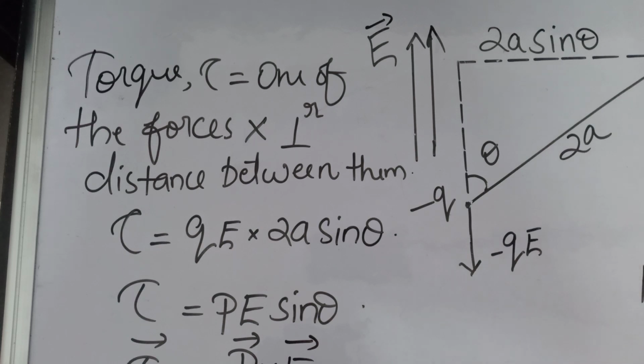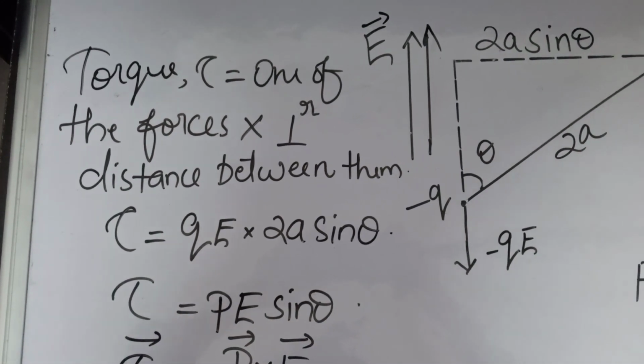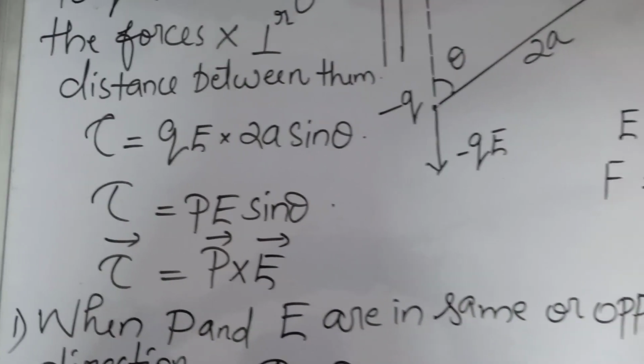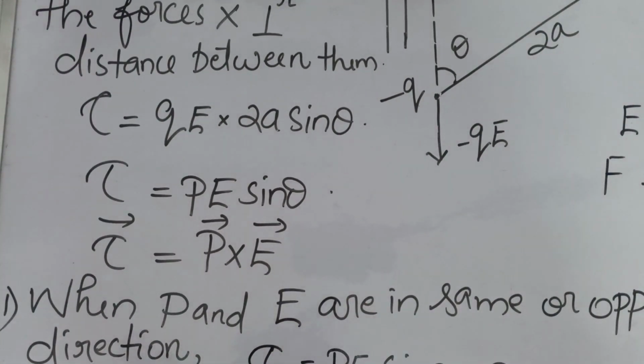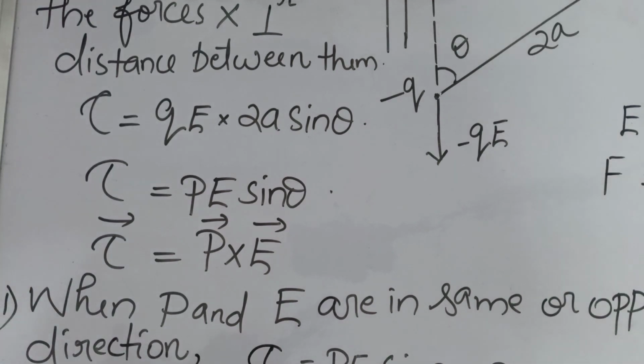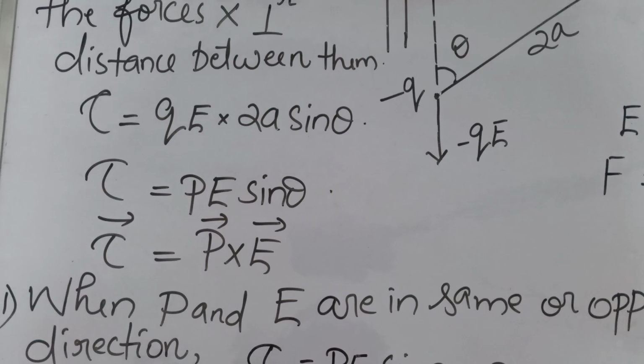So we know that P will be equal to 2aq, right? 2a into q is P. So we can substitute for that. Then P into E sine theta we will get. Now P sine theta means we can write it as P cross E, as a cross product. That means torque is equal to P cross E. Clear? So that will be the torque acting when we are placing a dipole in a uniform external field.